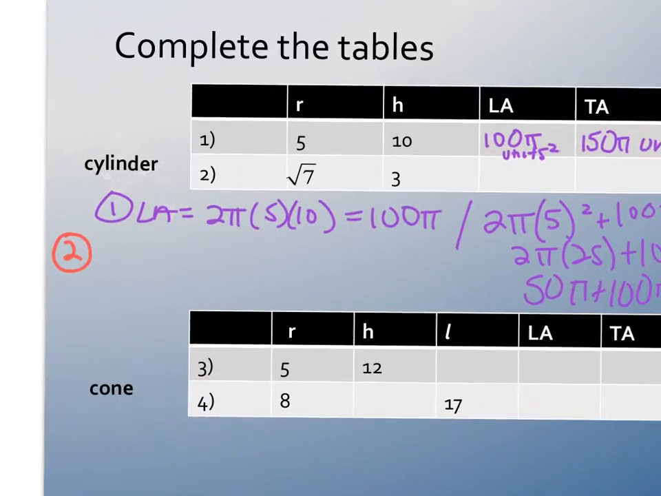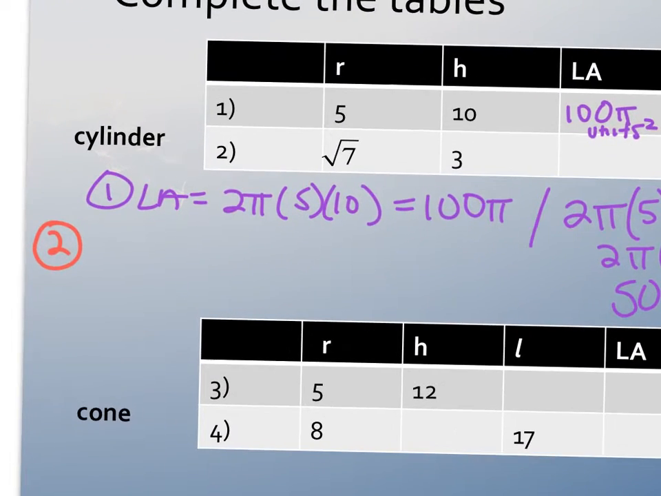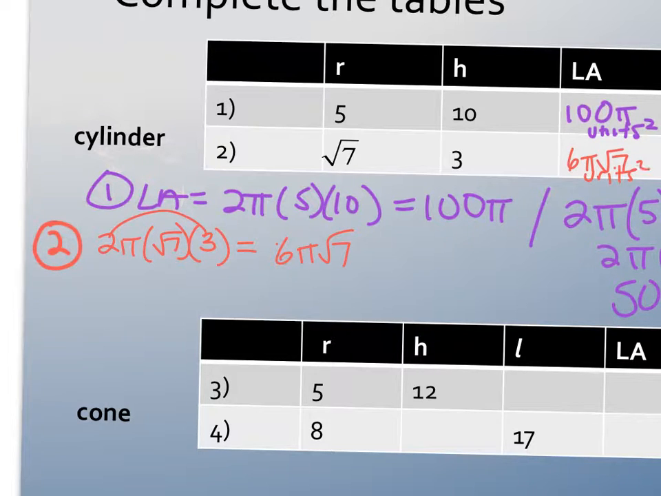All right, so then I go to 2, and 2 gives you the radius is now √7, and the height is 3. So 2 pi √7 times the height would be 2 times 3, which is 6 pi √7. And that can be written in any order. You can put 6 √7 pi. Just make sure that the pi doesn't go underneath the root.